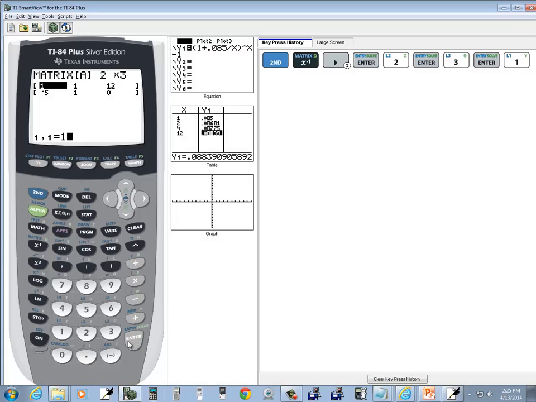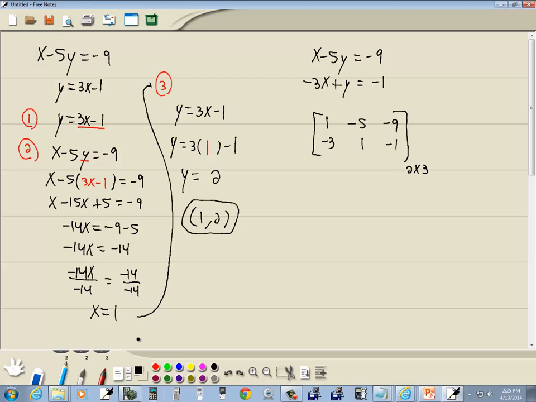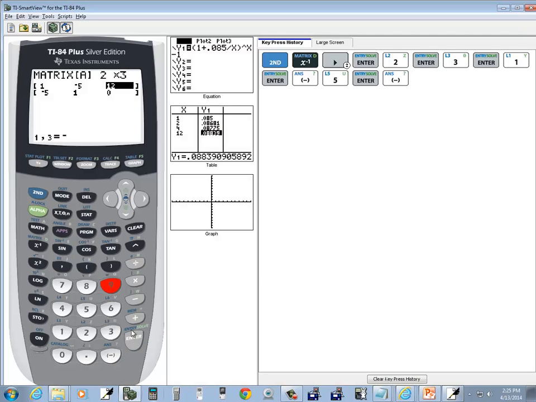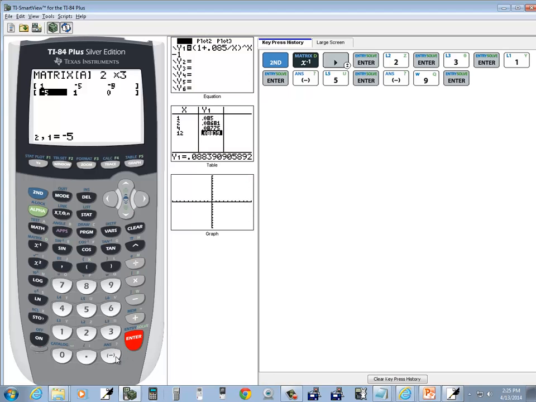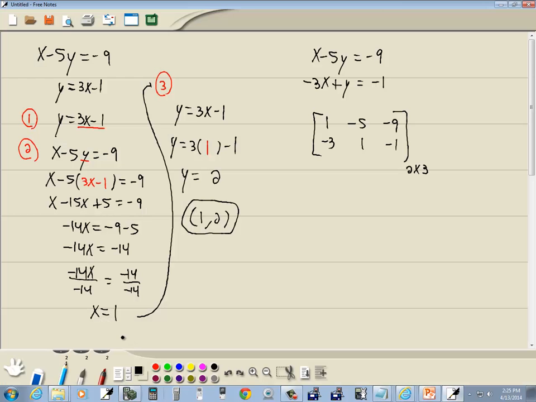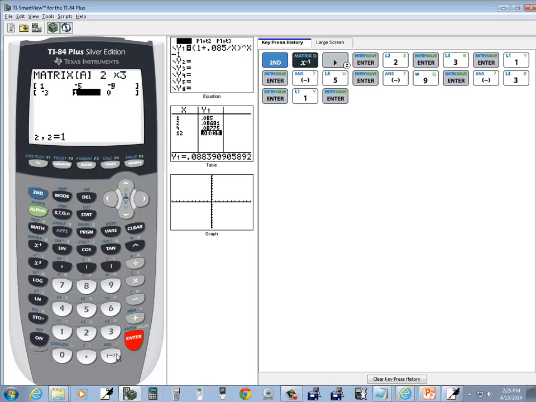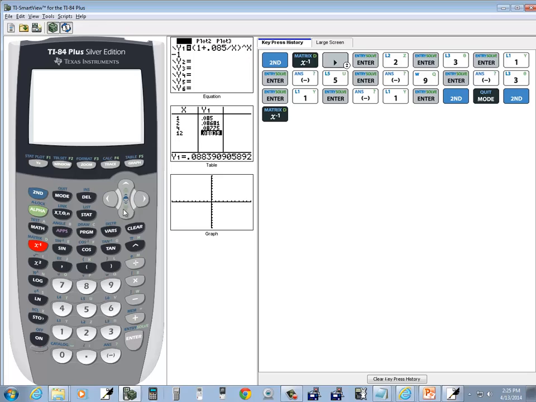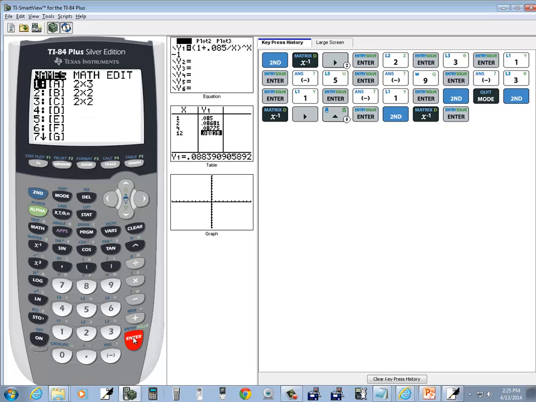And then I got 1, enter, negative 5, enter, negative 9, enter, negative 3, enter, 1, enter, and negative 1, enter. Now when I exit out, so I do second mode. I go back in my matrix menu, second x to the negative 1, right arrow to math, and I'm going to up arrow to RREF. Press enter on it. Go back in my matrix menu, second x to the negative 1, enter on A, enter again.